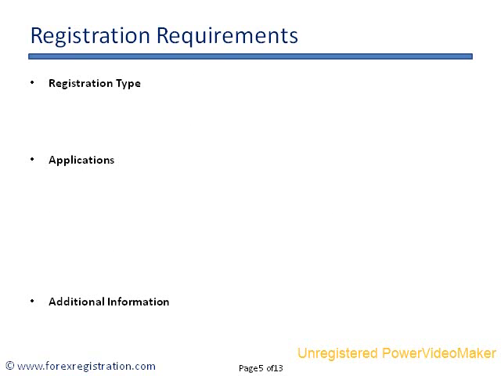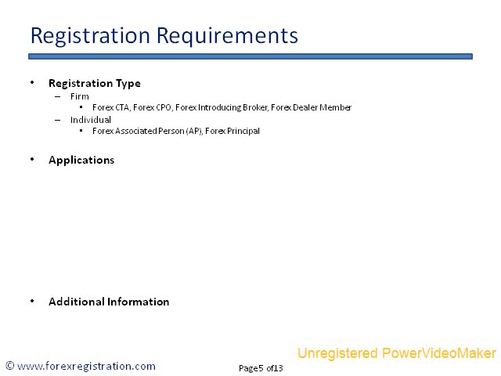Now we get into the actual registration requirements. How do you register? What's required, etc. Now there's going to be two registration types. There's going to be an individual registration, and there's going to be a firm registration. For the firm, obviously, you're dealing with the actual entity, the CTA, the CPO, the IB, the FDM, and then for the individual, you're either going to be an associated person of the entity or a principal of the entity.